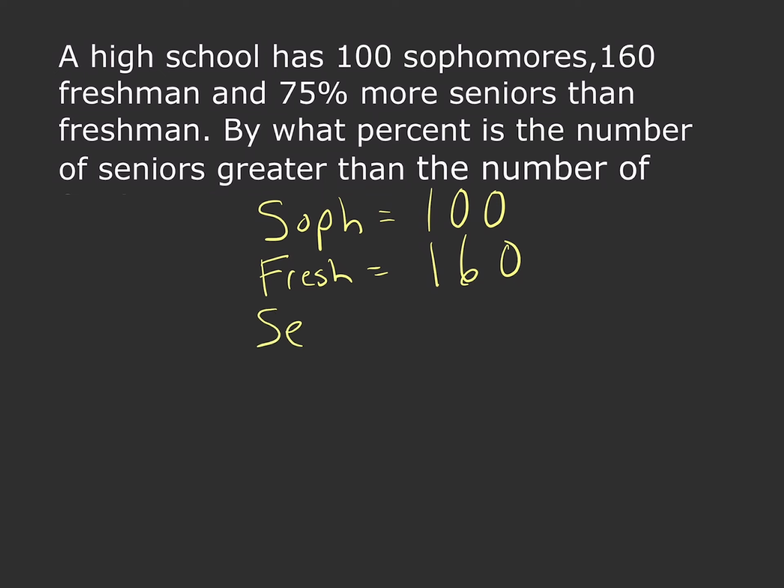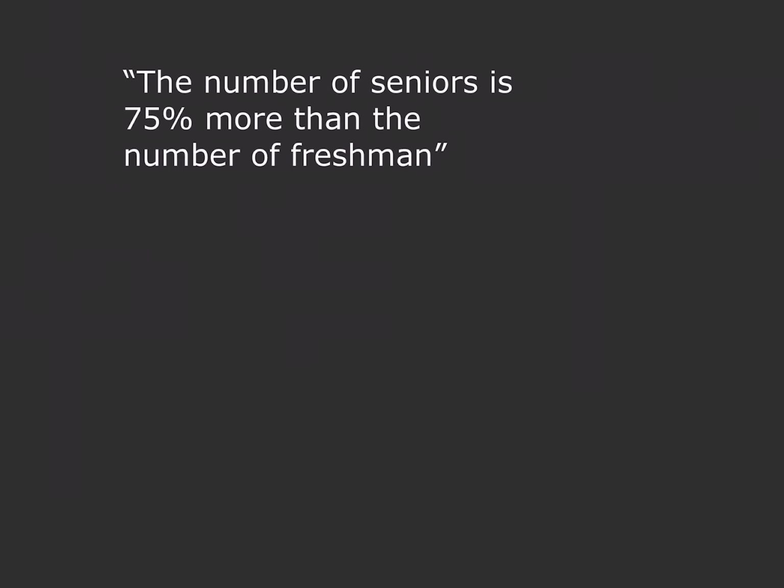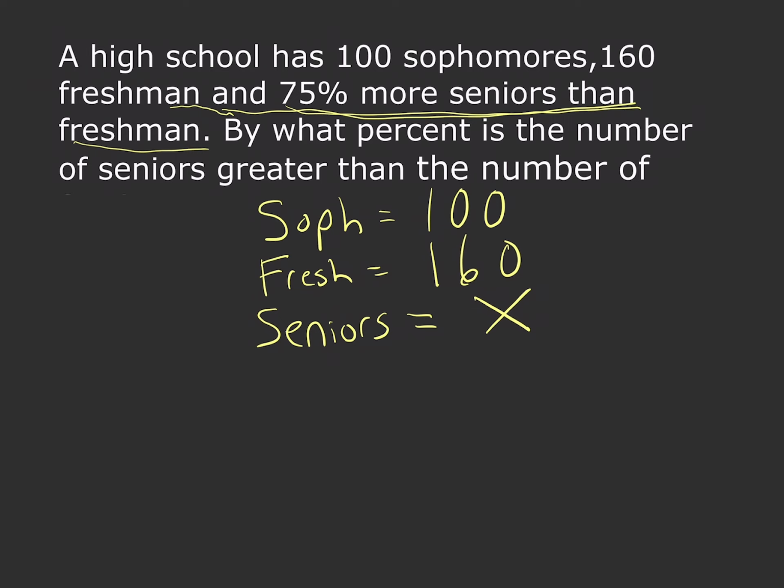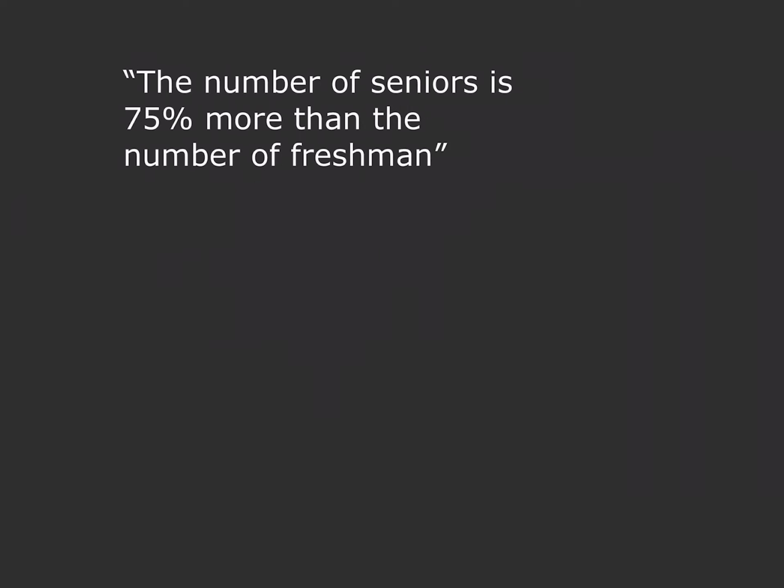Now, it doesn't tell me how many seniors, but it gives me a certain percentage. So right now, let me just say the number of seniors is X. It says there are 75% more seniors than freshmen. What we need to do is reword that. Reword it to: the number of seniors is 75% more than the number of freshmen. See what I did there?